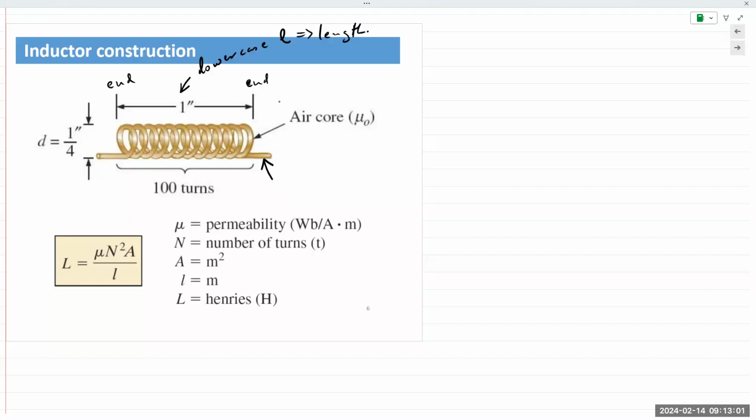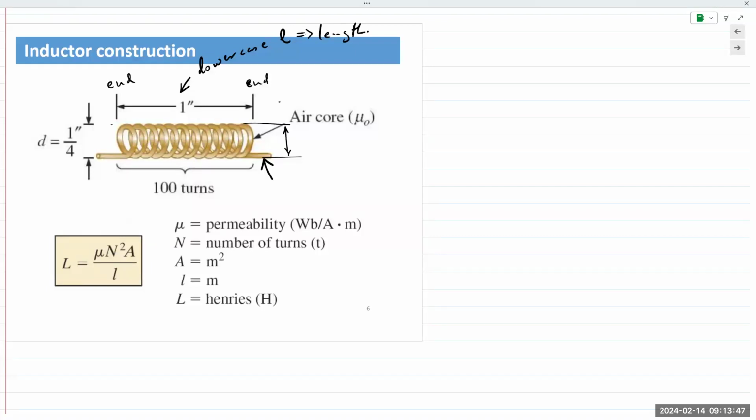A is the cross-sectional area of the coil, which is from here to here. And of course, you can take the radius of that loop and calculate the area. N is the number of turns, basically the number of loops that you have in the inductor. The higher the number of loops, the higher your inductance. Basically, inductor value and capacitor value have to do with the capacity to store energy, right? So the more loops you have, the higher the inductance.